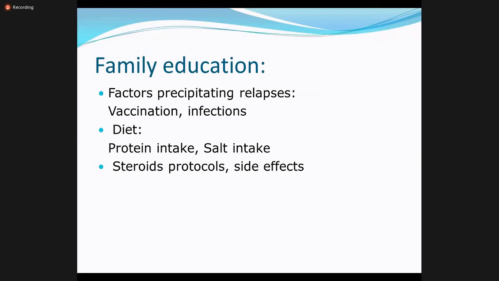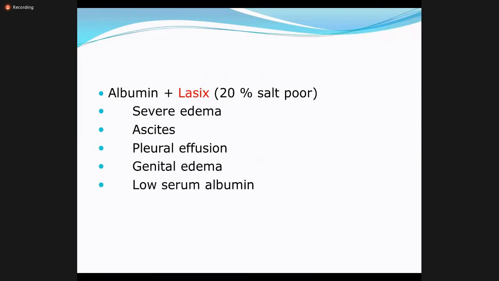Albumin and Lasix are only indicated whenever there is severe edema or severe anasarca, or severe ascites that causes respiratory distress, or severe pleural effusion that causes respiratory distress, and when there is severe hypoalbuminemia. Then you have to infuse albumin along with the Lasix.